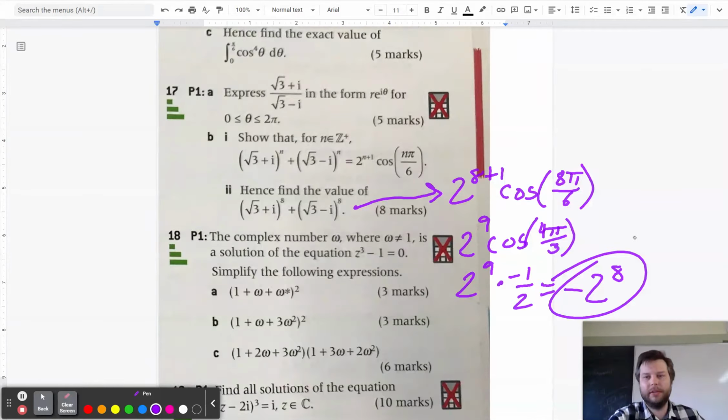Okay, kind of a nice problem. That's it for problem 7. Let me know if you got more questions. Or 17, not problem 7.